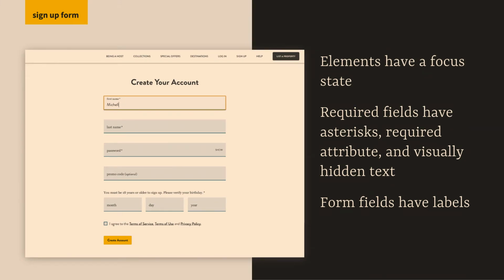Other things to note, so the required fields have asterisks, so we have a visual indicator that they're required. They also have a required attribute in the markup and some visually hidden text saying this field is required. And if you're wondering why we have both the required attribute and the visually hidden text, it seems like a lot. Different types of assistive technologies work differently, so we just want to make sure we're addressing all of them.